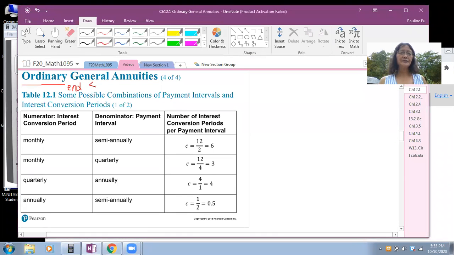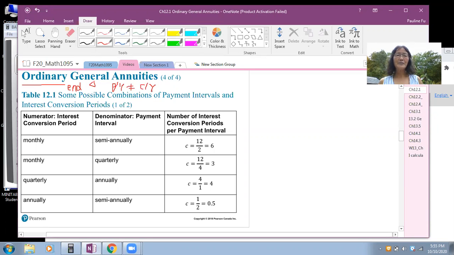The keyword general means the number of payments per year, PY, is not equal to the number of interest compounding periods per year, CY. So when you have PY not equal to CY, that is general. Remember, if you have PY equal to CY, that is simple. Ordinary simple annuity means payment made at the end, and you have PY equal to CY.